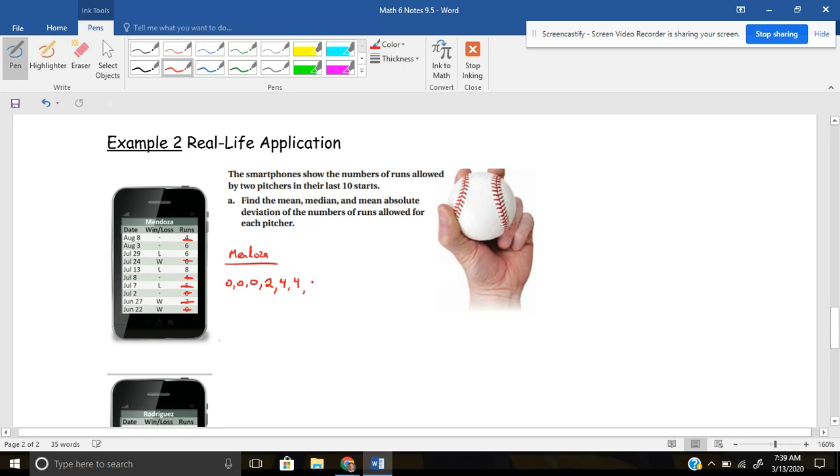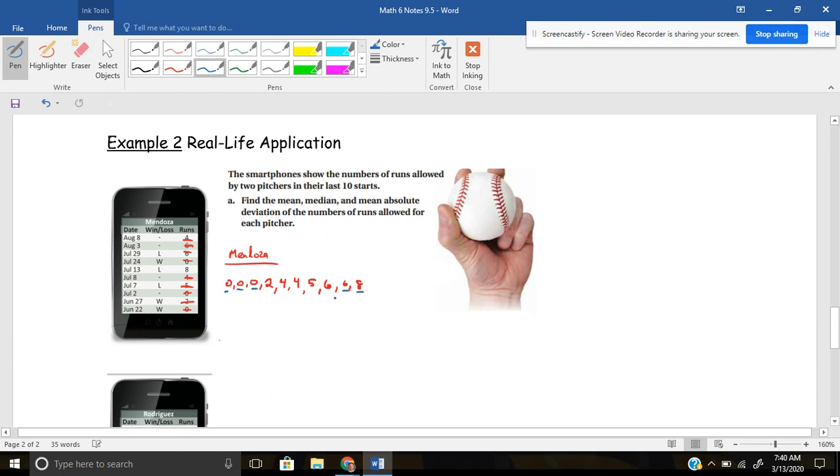And I've got a 5, and 2 6s, and an 8. All right. So remember that when you're trying to find the median, your numbers have to be listed from least to greatest. So that's why I did that. So I'm going to find the middle number.